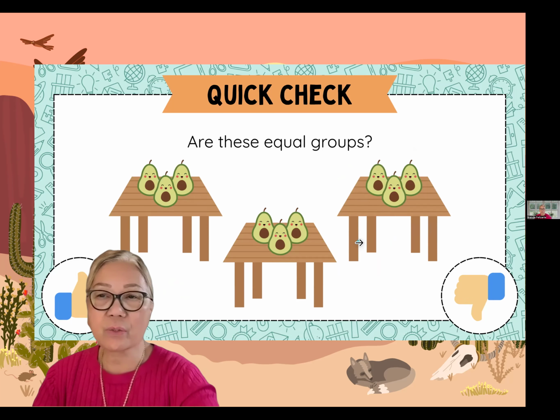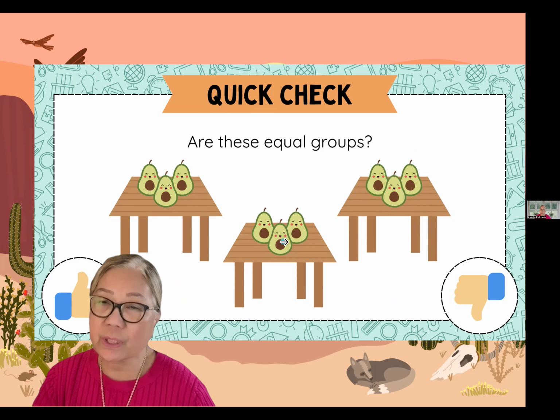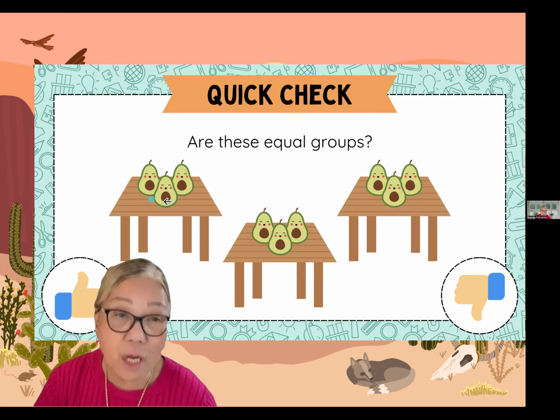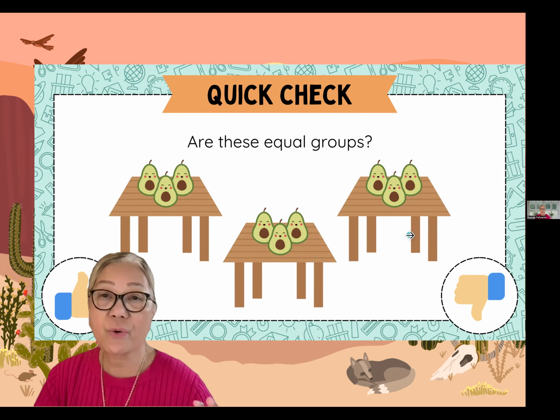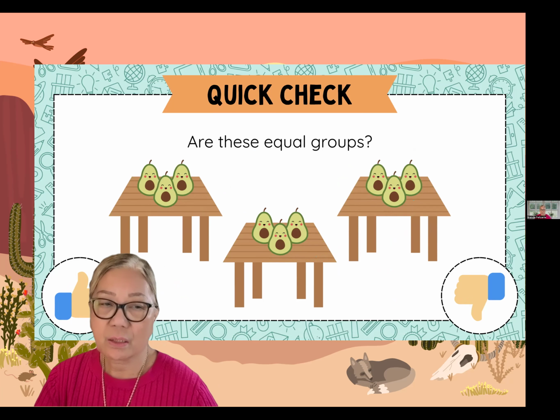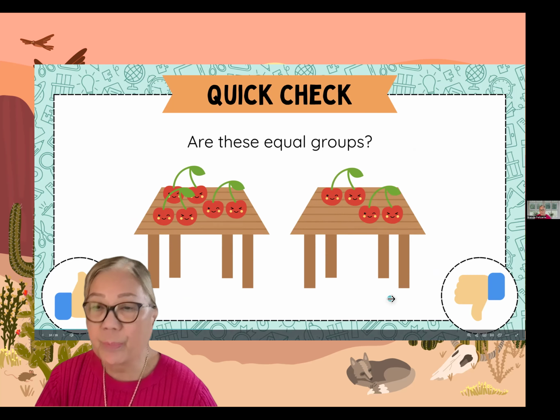Okay. Are these equal groups? There is 3 here, there is 3 here, and there are 3 here. So are they equal? Thumbs up, right? All right, so thumbs up.